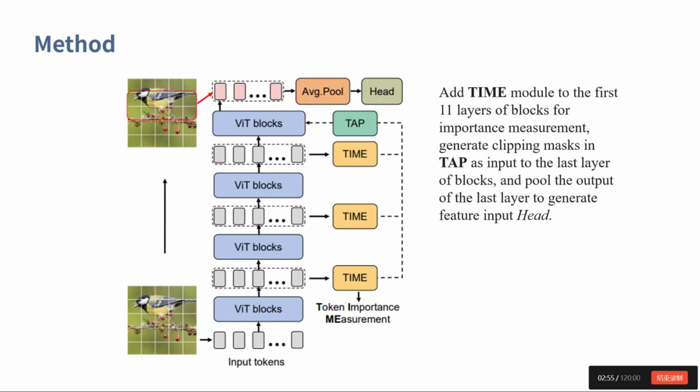Here is our framework. After each ViT block, we introduce a TIME module that measures the importance of each token. These importance scores are passed to the TAP module, which prunes redundant tokens based on a threshold tau. The remaining tokens are pooled and used as the backbone's feature output. The head in our framework can be any existing GCD method.